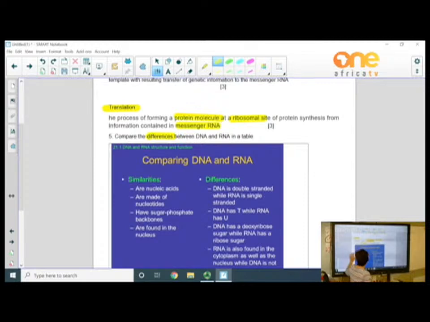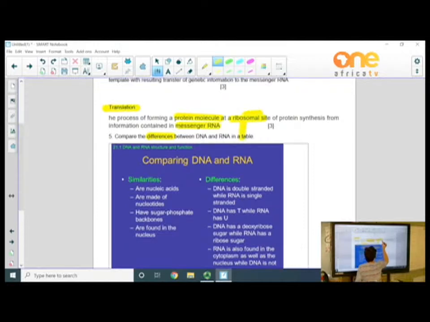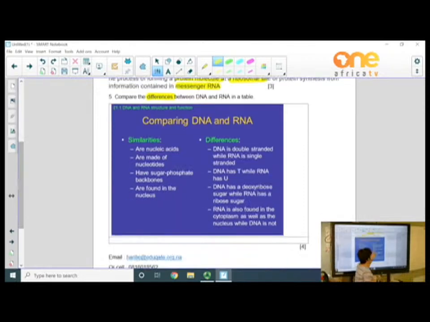And there on my slide you will see the differences. DNA is a double strand while RNA is a single strand. But I ask in a table, so you have to show me your answer in a table, please. If the question was not in a table, you cannot just say DNA is double, and then I have to think what RNA is then? Triple? What? RNA is a single strand. So that I want in a table, please.